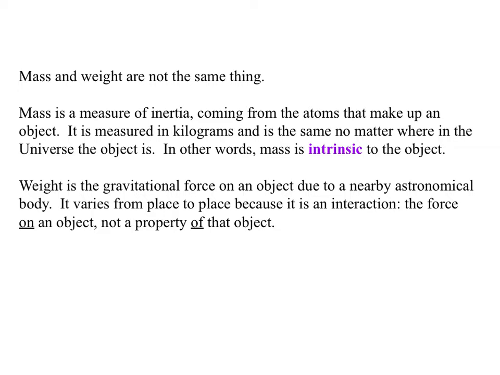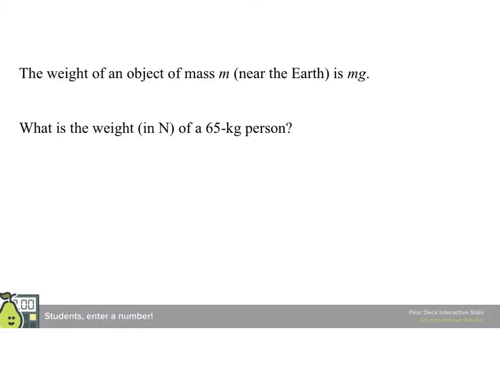When we say you have your weight, it really means that between you and the Earth there is a certain weight. The weight of an object of mass m, which is near the surface of the Earth, is simply m times g. We've used this a couple of times in class, and we might as well emphasize it again, that F sub g is m times g.